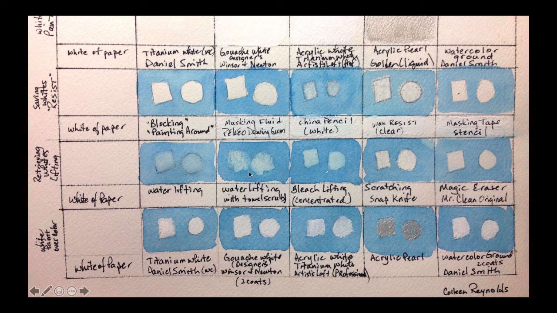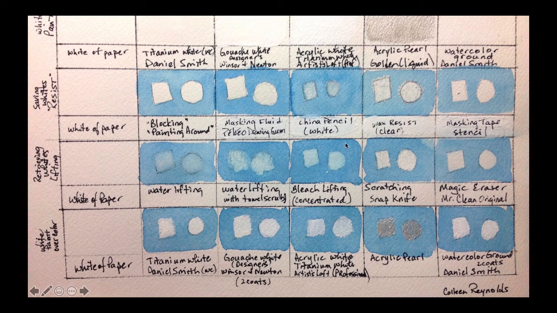This is water lifting with a towel scrub. You do the same thing, you let it dry, and then instead of lifting it with your brush, now you're going to scrub it with a towel. You only wet the 2 shapes. You can see it's hard to control, and it does rough up the surface of the paper, so you probably want to do that last if that's what you do.